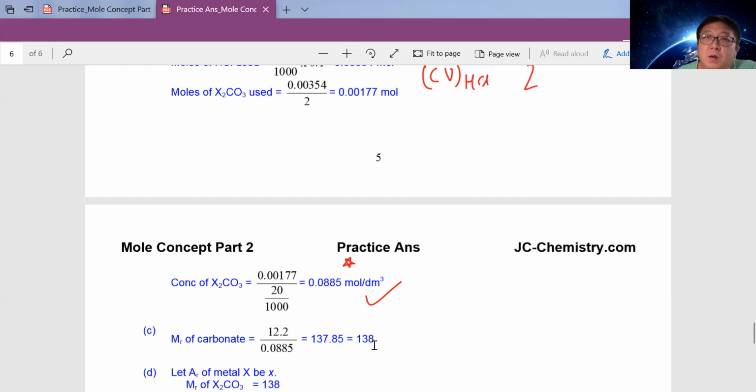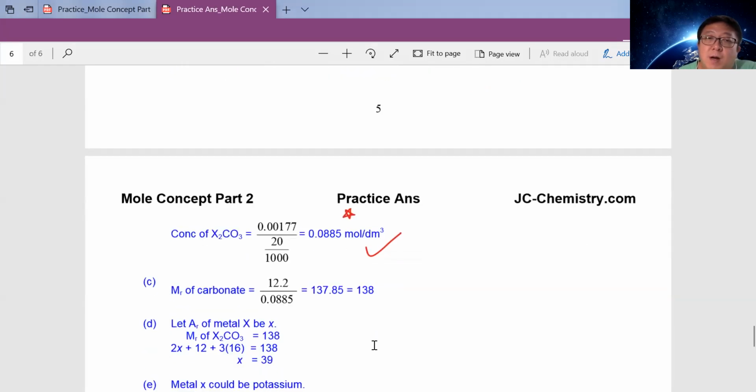Part D, we want to find out the atomic mass of the metal X, right? I let it be X. Make it simple. So I sum up the atomic mass. It should be 138 as well. Your X is 39. Metal X is potassium. Where is potassium? Group 1. I am very sure that I did not make any careless mistake in front.